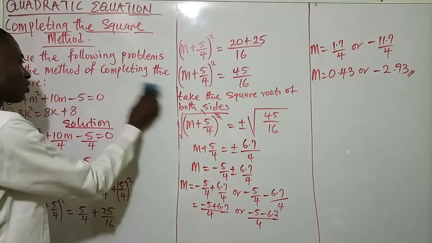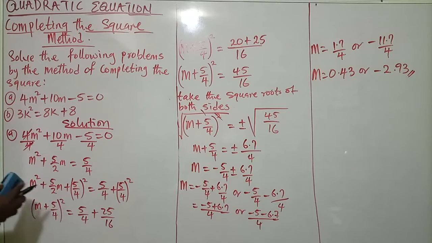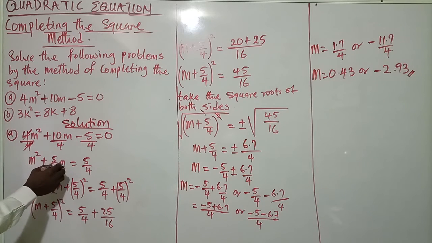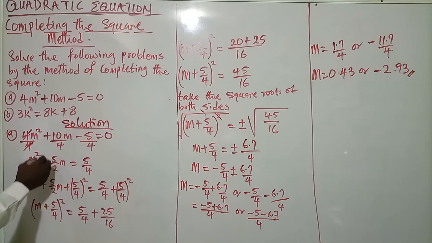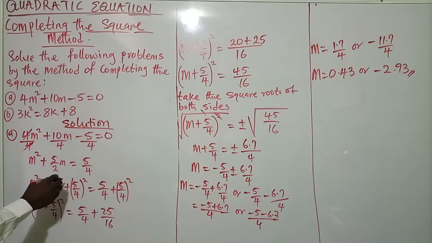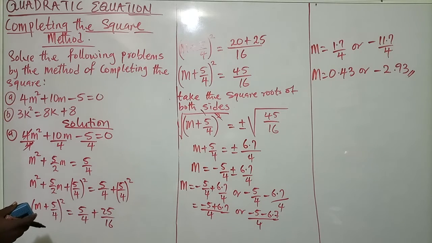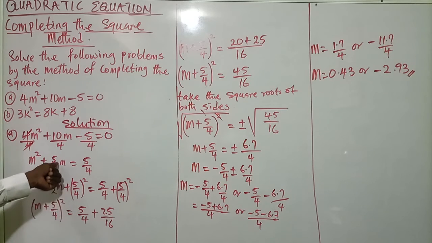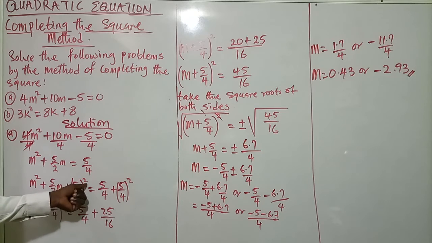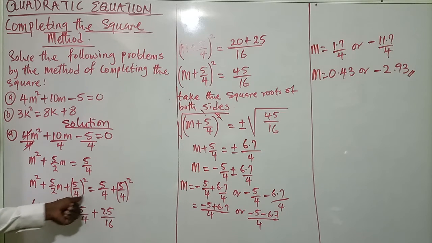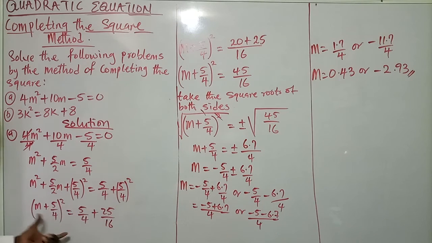But because the coefficient of s squared here is more than 1, I have to first reduce it to 1. After that, we now have to half it. After halving it, we now square it and add it to both sides of the equation. That's exactly what we did here. We half it, we square it, we add it to this side of the equation and the other side, and then we now solve.